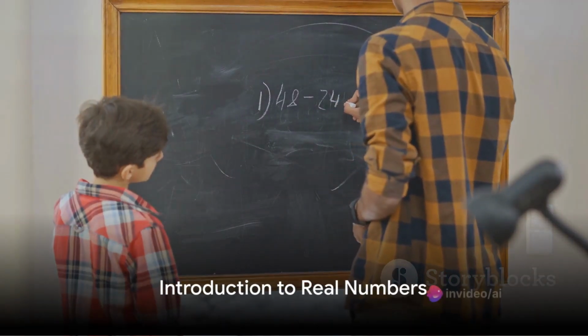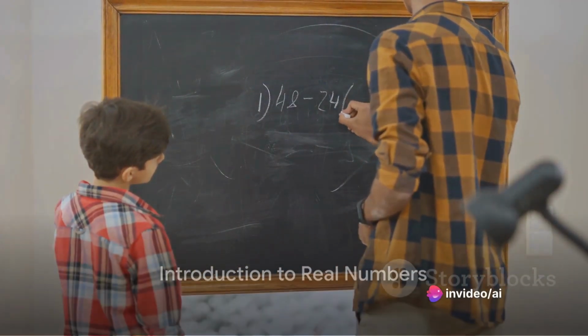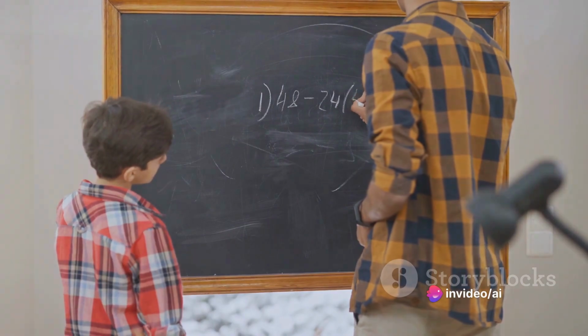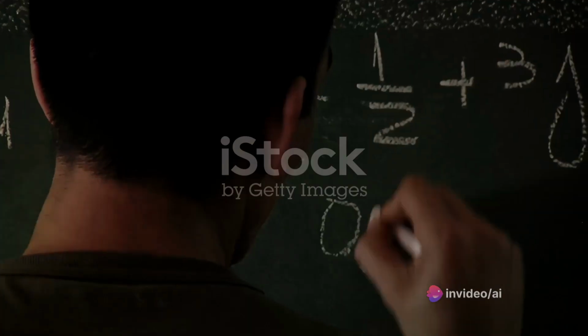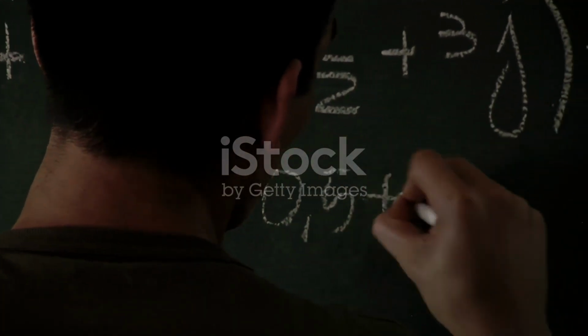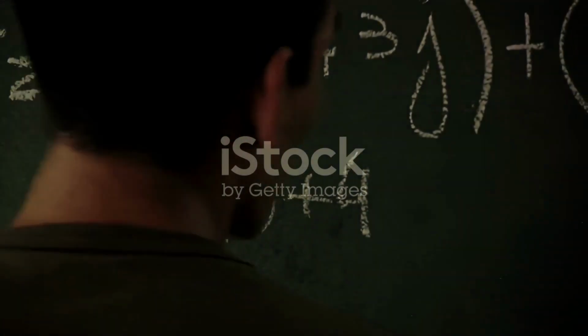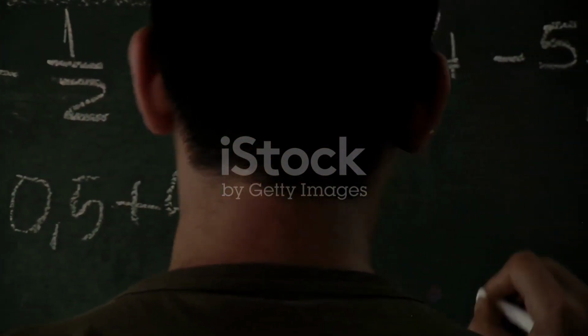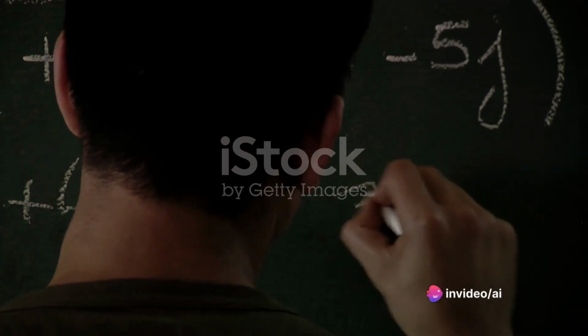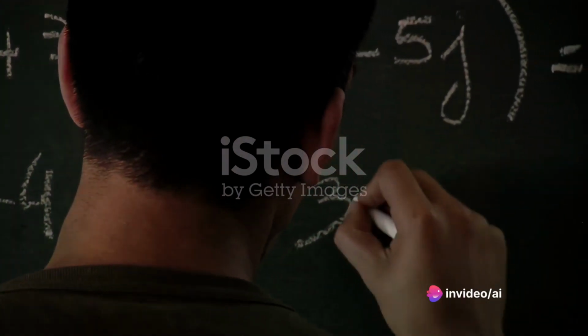Welcome to AI Tutor. Our journey begins with understanding real numbers. Real numbers encompass both rational and irrational numbers. Rational numbers like 1/2 or 3/4 can be expressed as fractions, while irrational numbers such as √2 or pi have never-ending, non-repeating decimal expansions.